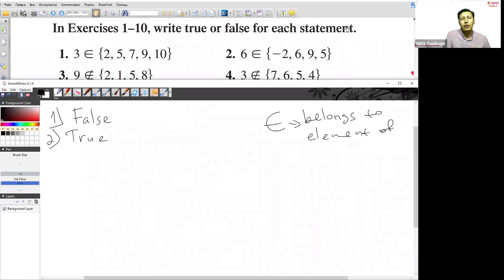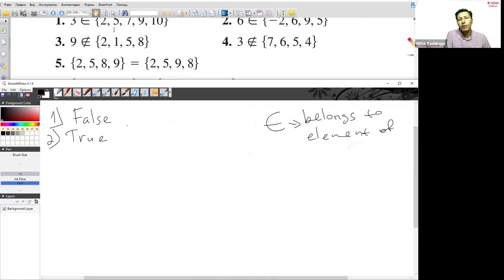Number 3. 9 is not an element of this set. Yes, we don't have 9 here, so the statement is true. Number 4. 3 is not an element of this set. Yes, it is true because we don't have 3 here. So the statement is true.